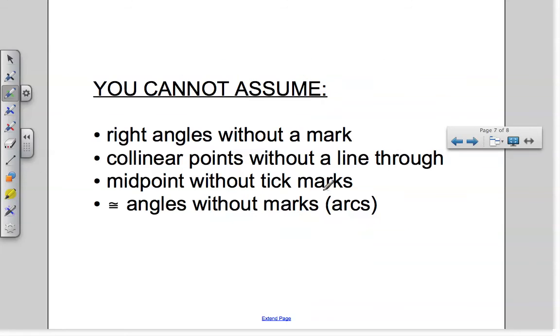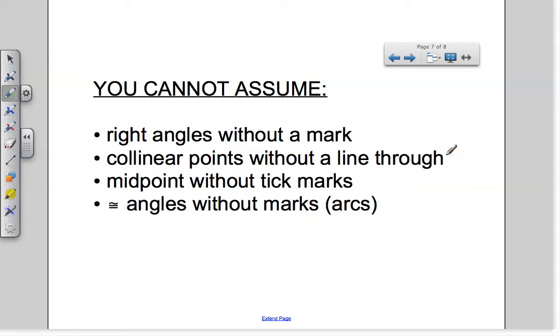Finally, just some assumptions that you cannot make. Please don't ever think that you have a right angle just because it looks like it. You'd have to see a mark. So don't say you have a right angle if you don't have the mark. If you do, obviously it is a right angle then. You can't assume that points are collinear unless there's actually a line going through them. So just because three points look like they're going in a straight line, you don't really know that unless they're actually all on a line.